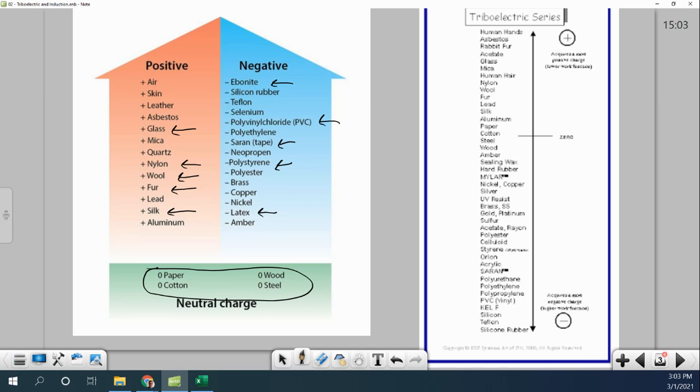You don't use those often because they're right in the middle. They charge a little bit, but they wouldn't be great. And obviously rubbing paper on paper didn't work because neither of them wants to give or take electrons, so you're not going to get much action there.